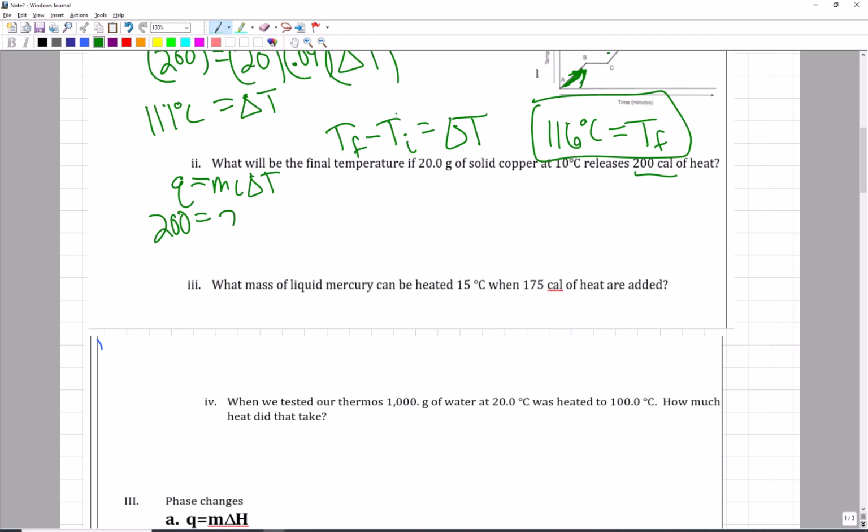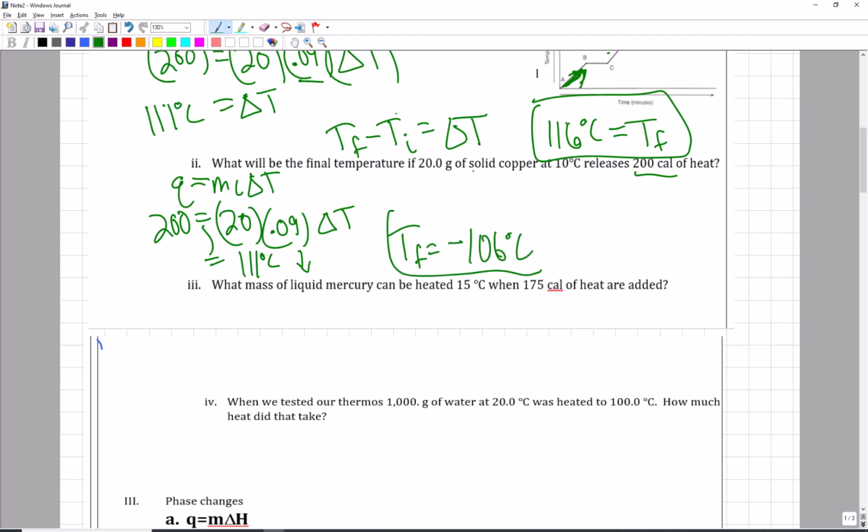The mass is still 20. Still at solid copper, which is 0.09. I'm going to solve my delta T. That is the same exact calculation, which would be 111 degrees Celsius, but it's going to go down this time. So 5 minus 111 is negative 106. Boom, boom, boom. All right.